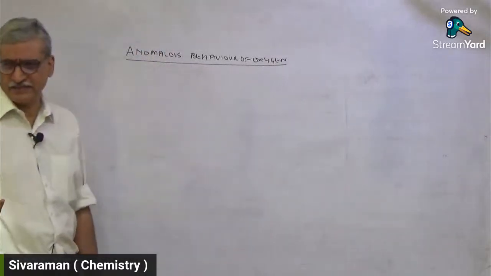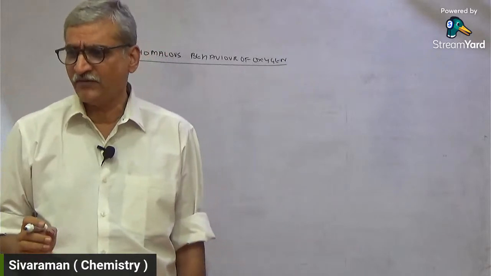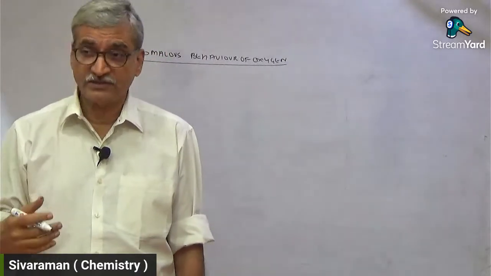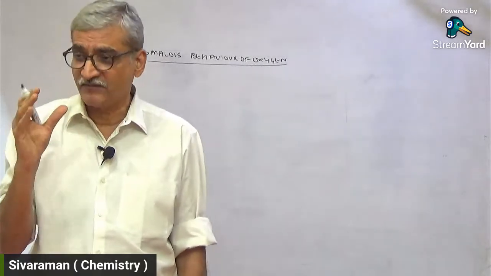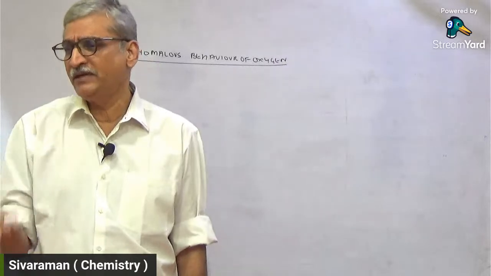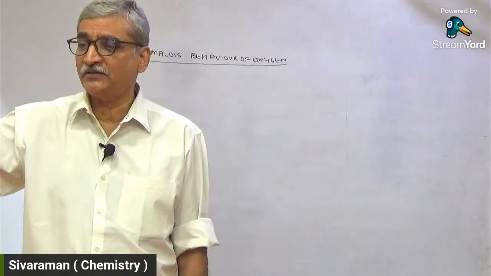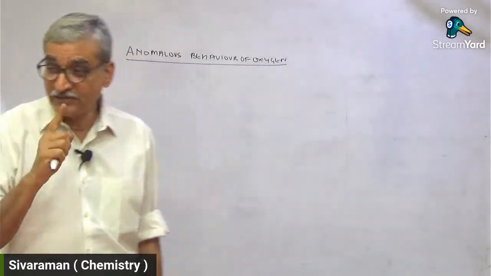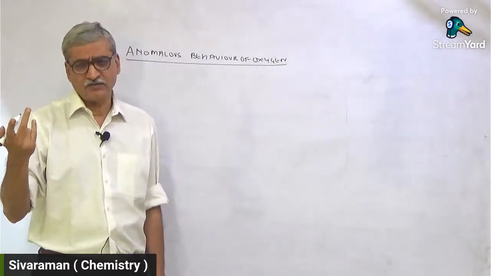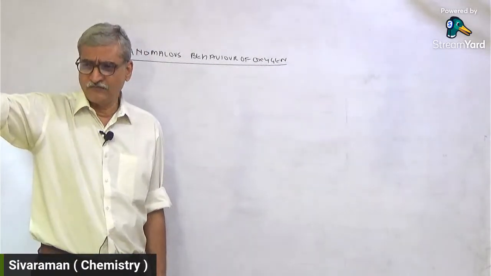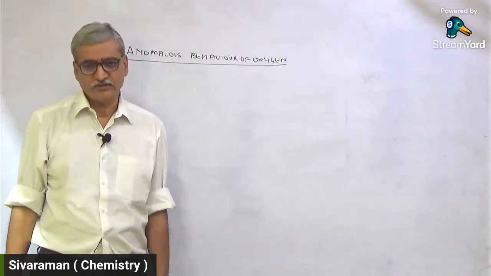If they ask a short note on the anomalous behavior, there are two types of questions they can ask: give scientific reason, or discuss anomalous behavior of oxygen. It could be a 3-mark question, 6 points. When they ask such a question for 3 marks, there are not many points you can write, so they allot a certain amount of marks for why it shows anomalous behavior. That introduction part is what you should always write.